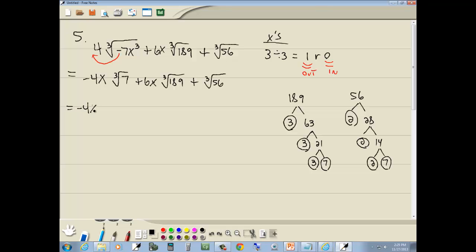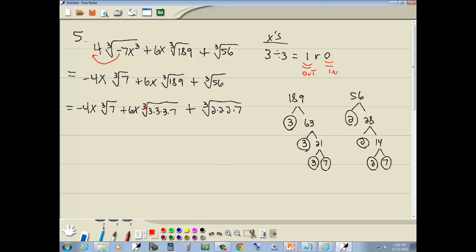Okay, so we got negative 4x cube root of 7 plus 6x cube root of 3 3's and 1 7. So 3 3's, 1 7. Plus cube root of 56, we got 3 2's and 1 7.